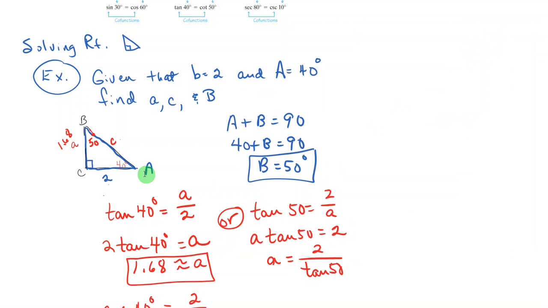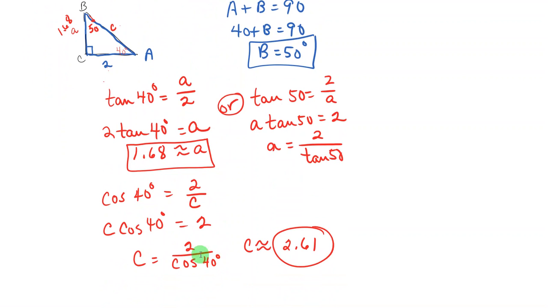Then we can do the same thing with 50. We know the opposite. We don't know the hypotenuse. But you could use it and do tan 50 and solve for a that way. But we did it this way.